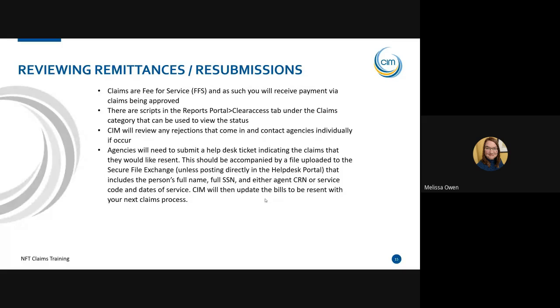So if we contact you and there's rejections that you actually have to do some work with to get them resolved, then once you've done that, we're going to have you submit a help desk ticket indicating the claims that you want resent. That will need to be accompanied by a file uploaded to the Secure File Exchange, unless you're posting directly in the help desk portal, because we don't want you to email sensitive information. That includes the person's full name, full SSN, and either the agent CRN or the service code and dates of service, and then we can update the bills to be resent with your next claims process.